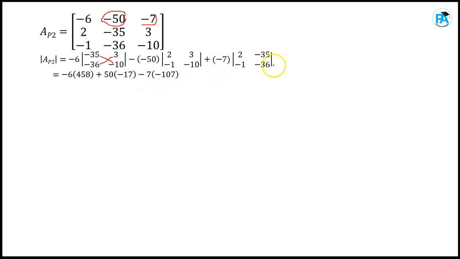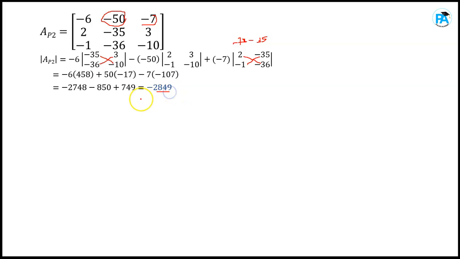Then positive times negative 7 is negative 7. When you find the determinant of this, 2 times negative 36 minus negative 1 times negative 35. 2 times negative 36 gives you negative 72. Then minus negative 1 times negative 35 gives you positive 35. So negative 72 minus 35 should give you negative 107. Have you seen that? So you simplify this as well, then you get negative 2849.